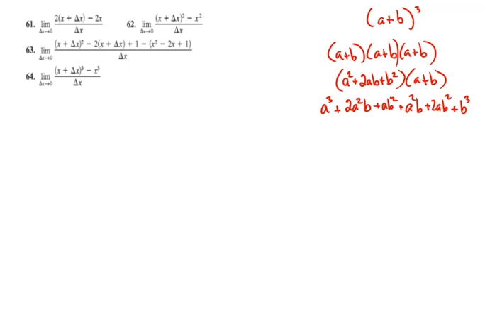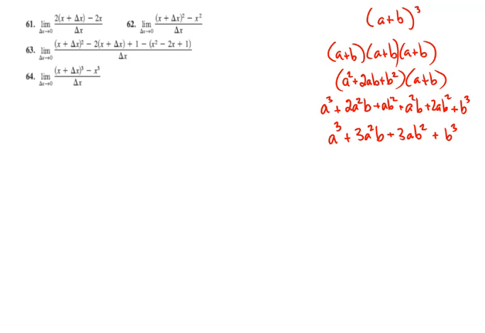And when we simplify, we'll end up with a cubed plus 3a squared b. You have a 2a squared b and an a squared b. And you also have an ab squared and a 2ab squared, which gives us 3ab squared. And finally, plus b cubed. So that really wasn't that much trouble, but just to remember how that went.